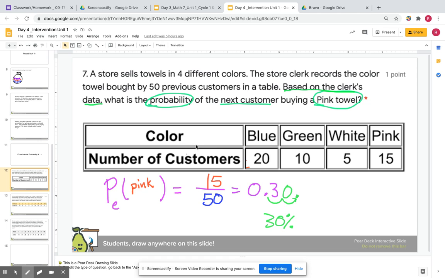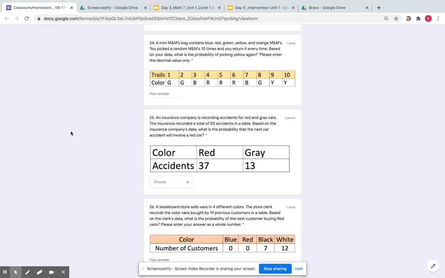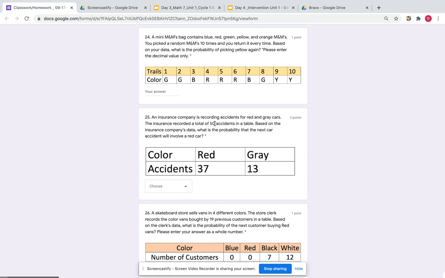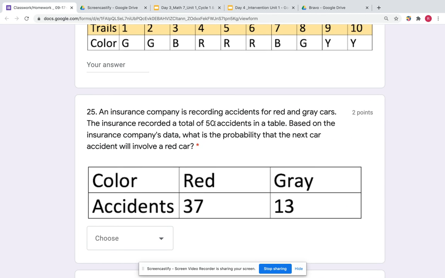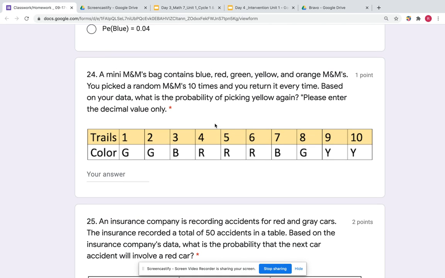So anyways, that's one of the problems. Let's erase the work. Another problem I want to do is probably part of your assignment, number 24. Go ahead and read number 24 to yourself and I'll wait for you.